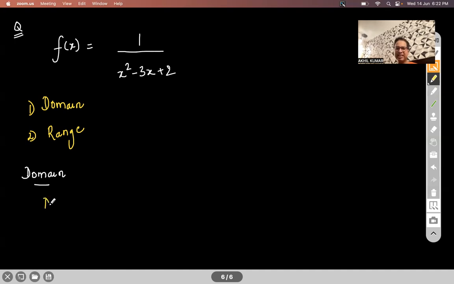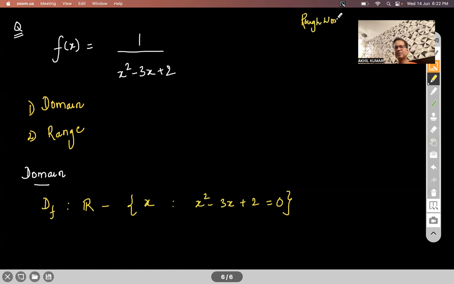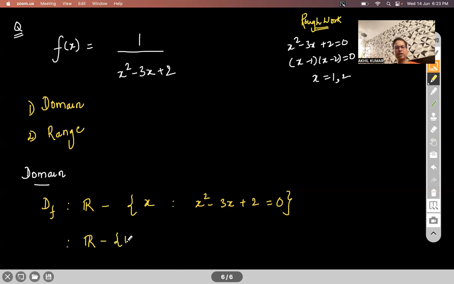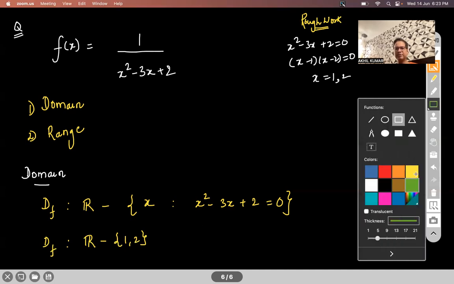See, domain, the concept is the same. The domain is going to be all real numbers except such x's which make the denominator become zero. Now again, let's go to the rough work area. So what makes this fellow zero? Okay, so this is easily factorizable. I hope all of you know how to factorize a quadratic. So x becomes 1 or 2. So here the answer would be all real numbers except 1, 2. This is your answer for this question. No issues. Let me box it.